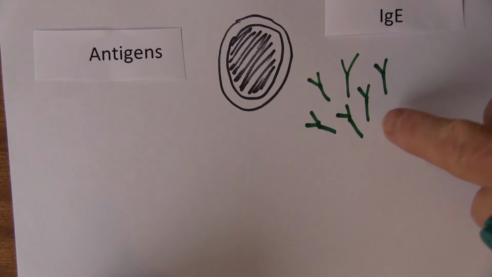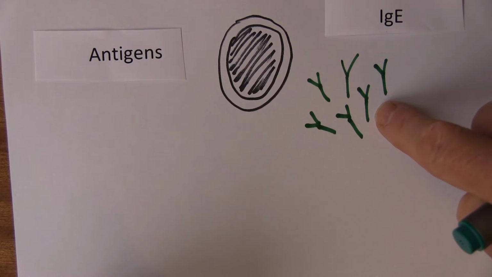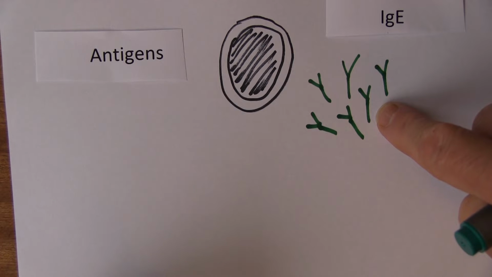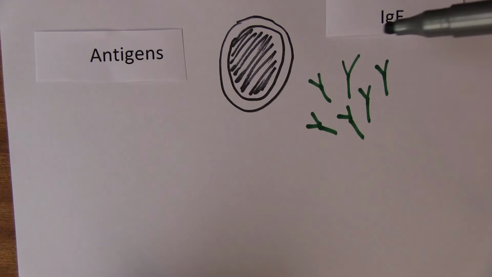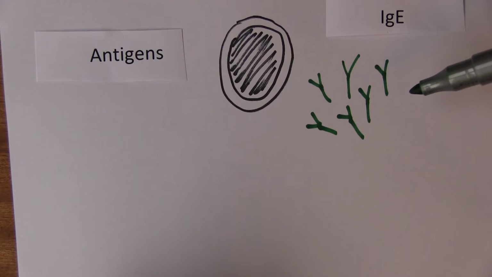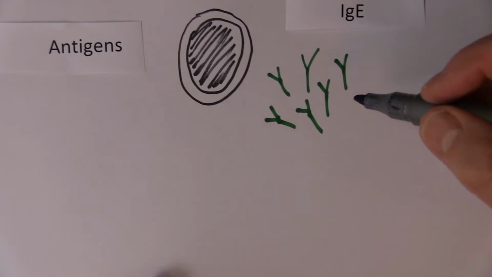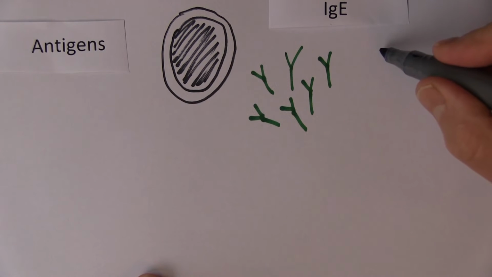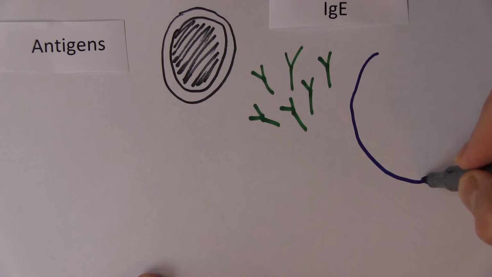So now we have antibodies to peanuts, which we don't want. Now these will only stay in the body fluids for a relatively short period of time. But throughout the body we have another type of cell that we'll draw in blue, called mast cells. So in the body we have these mast cells.